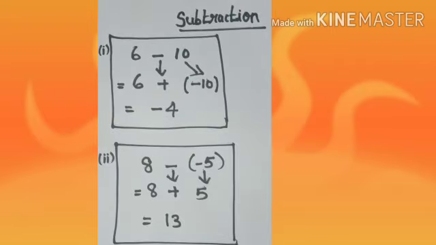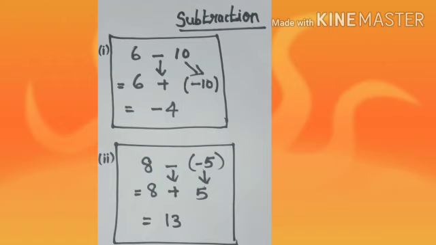Next, subtraction. 6 minus 10. 6 is a positive integer and 10 is also a positive integer. We have to subtract the two positive integers. So we can write 6 as it is. Then after 6, a negative sign is there. If it is a negative sign, take the additive inverse of the negative sign. So the negative sign's additive inverse is positive. Then, to compensate, we take the additive inverse of plus 10. The additive inverse of plus 10 is minus 10.